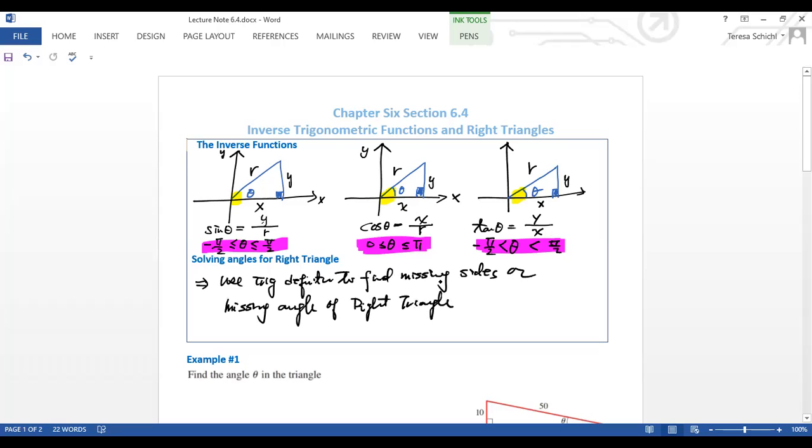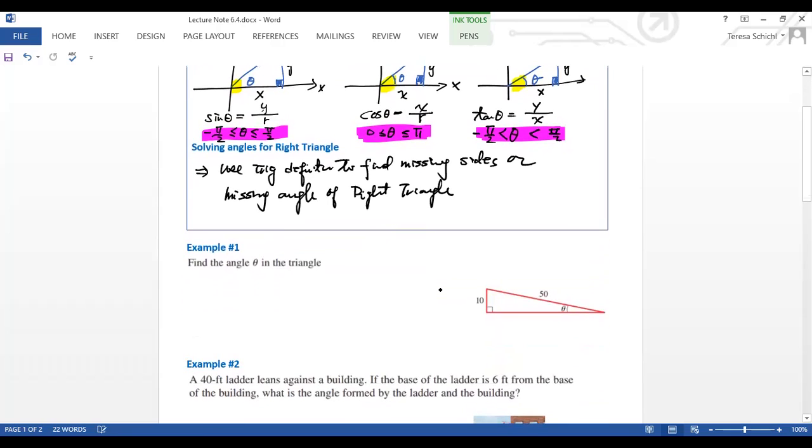Let's take a look at what I mean here. So let's take a look at the first one. It said find the angle theta in the triangles here. Okay, so what I'm looking for is this angle theta here, right? So for the angle theta, this is the opposite side, and this one is the hypotenuse, right?